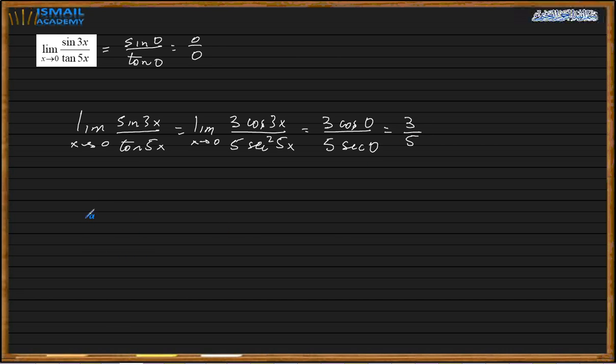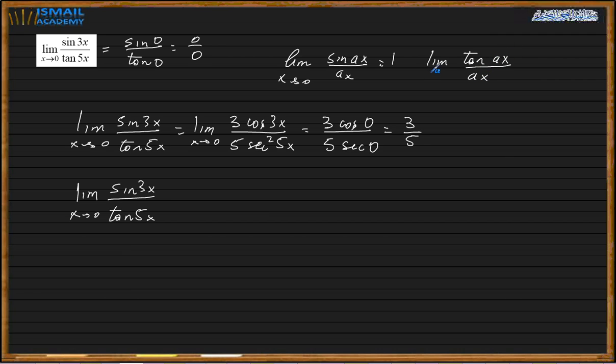If I don't want to use L'Hopital's rule, I will have the limit of sine of 3x over tangent of 5x when x goes to 0. So I will use these properties: the limit when x goes to 0 of sine of ax over ax is 1, and the limit of tangent of ax over ax when x goes to 0 is 1. So I will use these two properties.